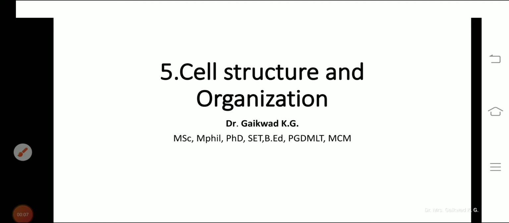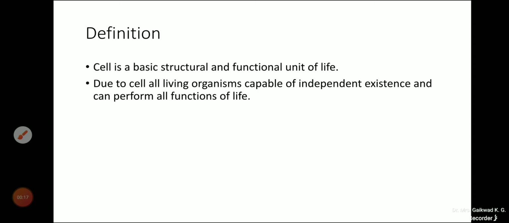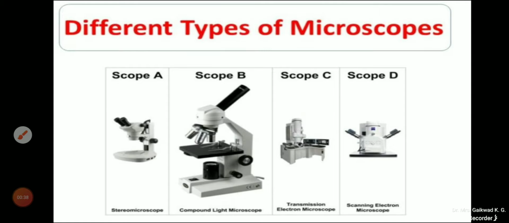Dr. Gaikwad KG, and here we are going to start with chapter number 5, that is cell structure and organization. Here, the definition, as we know, cell is the basic structural and functional unit of life. Because of the cells, whatever living organisms are there, they are capable of independent existence and can perform all functions of their life, like reproduction, movement, respiration, and all metabolic processes.